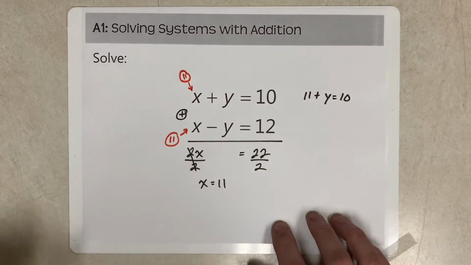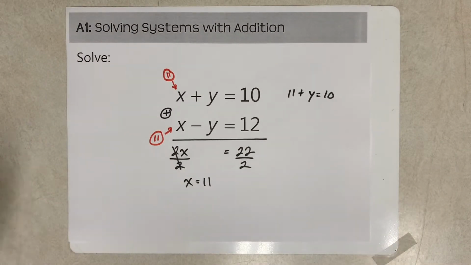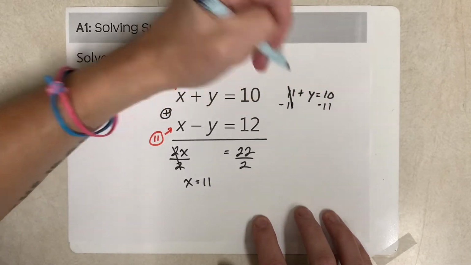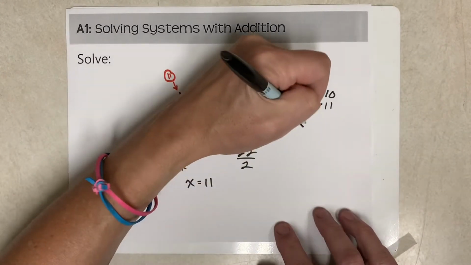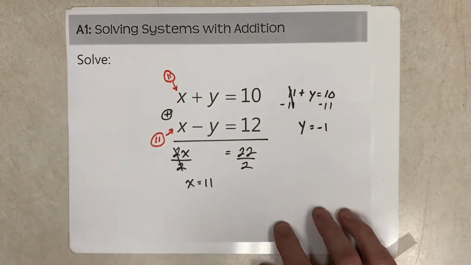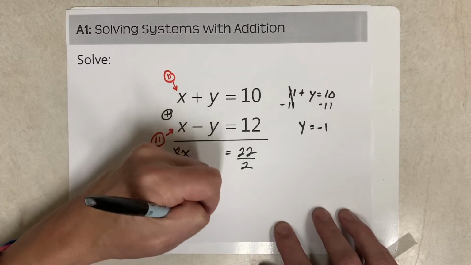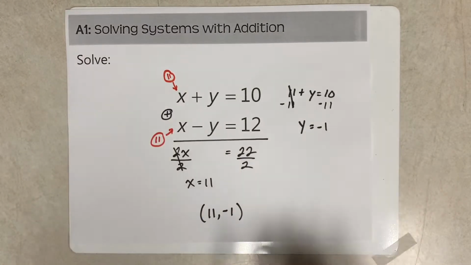Okay, so now we go ahead and see if we can solve for y. So subtract 11 on both sides, and you're going to get y is equal to 10 take away 11 is negative 1. So y equals negative 1. So now we have the ordered pair solution 11 comma negative 1. And there they are. So 11 and negative 1 is the solution to that system.